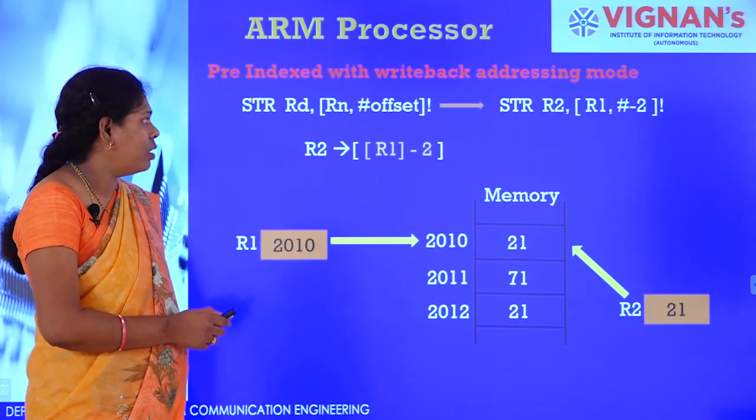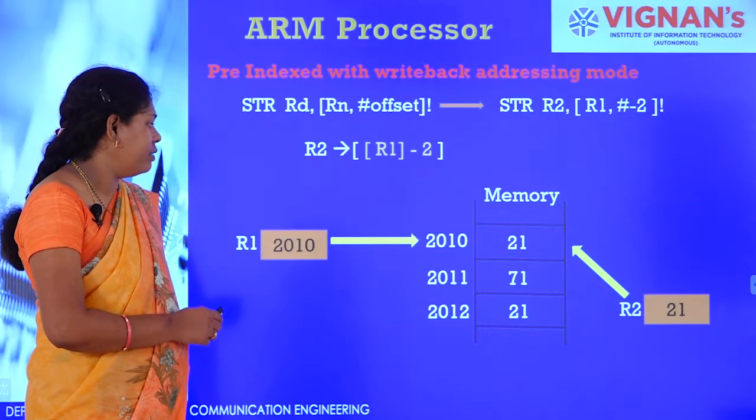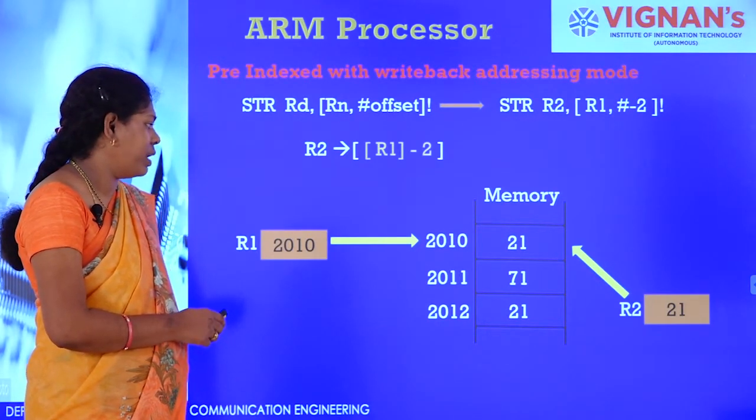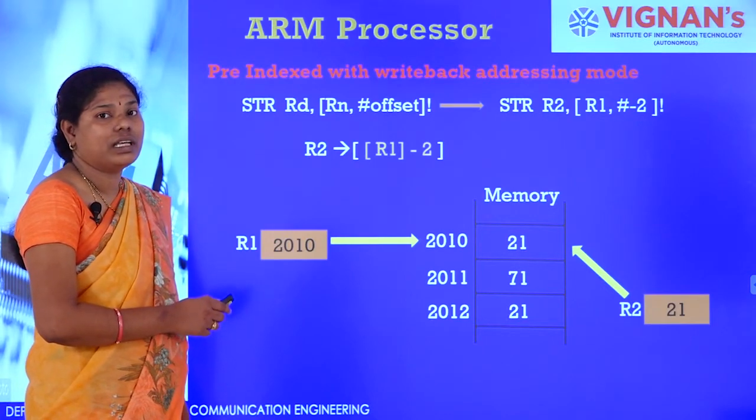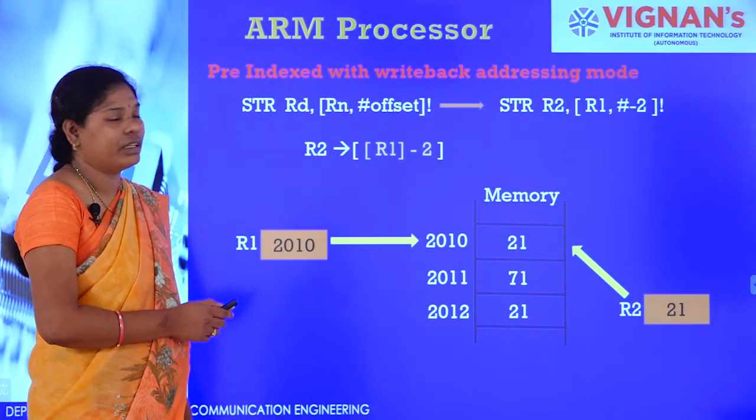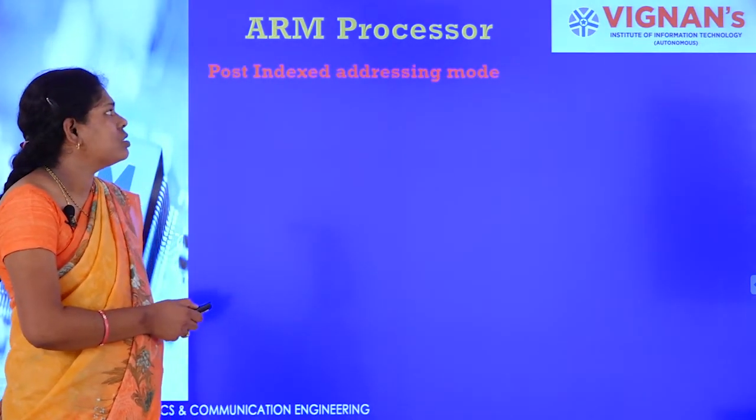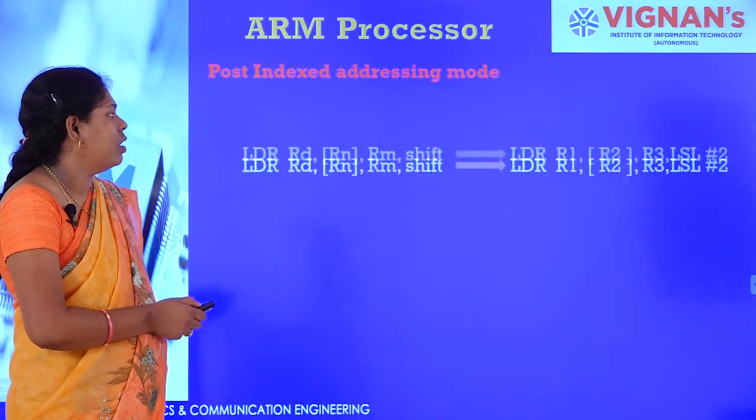Now R1 will be modified. Here R1 will be modified with the new address, that is the write back. In the previous example, R1 is simply not affected. Next, let us see the post-indexed addressing mode.